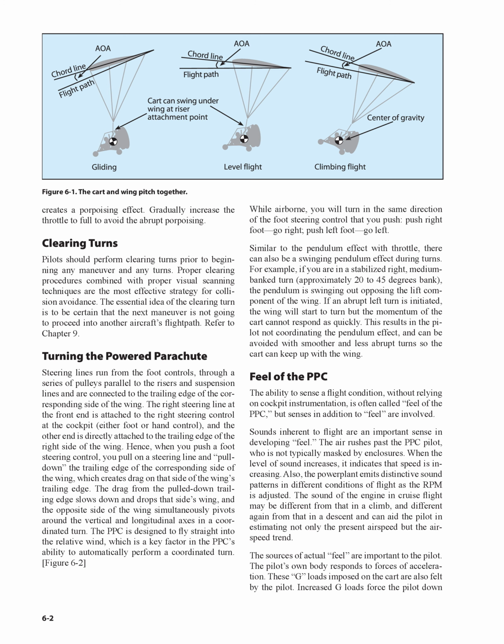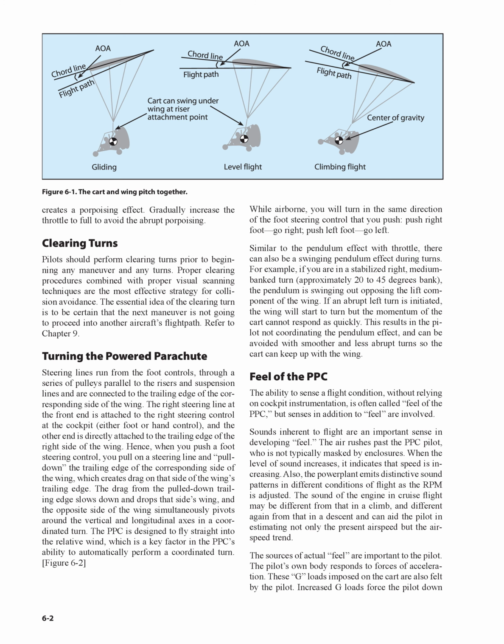The drag from the pulled down trailing edge slows down and drops that side's wing, and the opposite side of the wing simultaneously pivots around the vertical and longitudinal axes in a coordinated turn. The PPC is designed to fly straight into the relative wind, which is a key factor in the PPC's ability to automatically perform a coordinated turn. Figure 6.2. While airborne, you will turn in the same direction of the foot steering control that you push. Push right foot, go right; push left foot, go left.